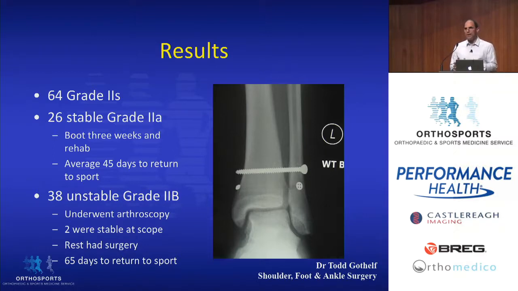Of the 38 that were considered unstable, those underwent arthroscopy, and about 36 of them were found to be unstable. So they felt the criteria they used to determine instability was pretty accurate in assessing which ones needed arthroscopy and which ones didn't, because the ones they saw were unstable, and they fixed them. Only 2 were found to be stable at arthroscopy, and those 2 didn't have any fixation. And these patients all took longer to get back to their sport, about 65 days on average.